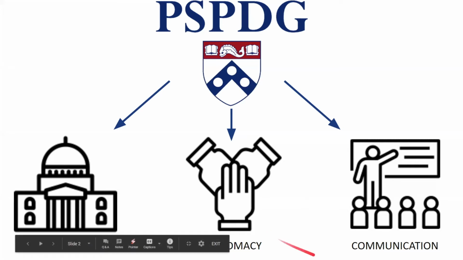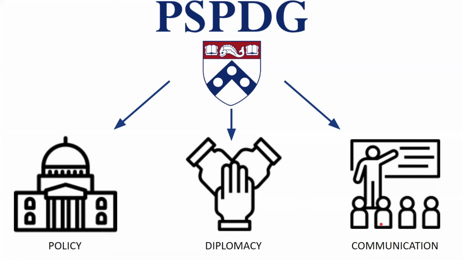And finally, we have the communication branch, which works on how scientists can better communicate with the public, how they can better talk about their research and science in general. They always have a great workshop series every year on how to communicate science, how to write, how to better present, how to do videos, all this great stuff. So I highly encourage you to check all this out and join the PSPDG listserv.